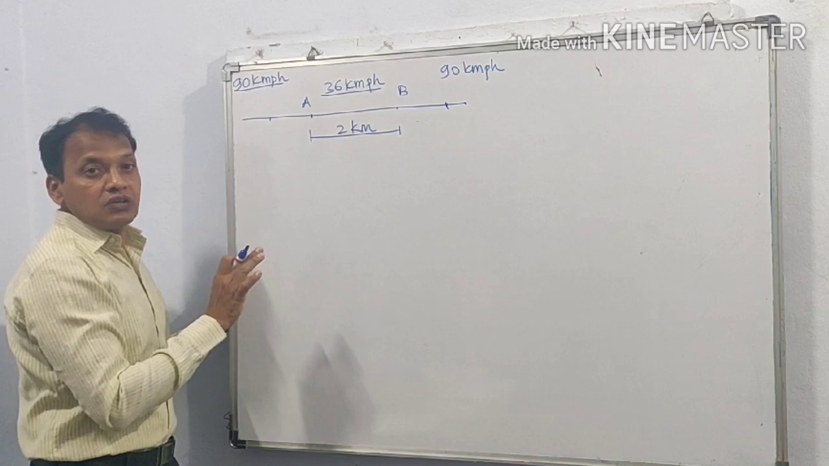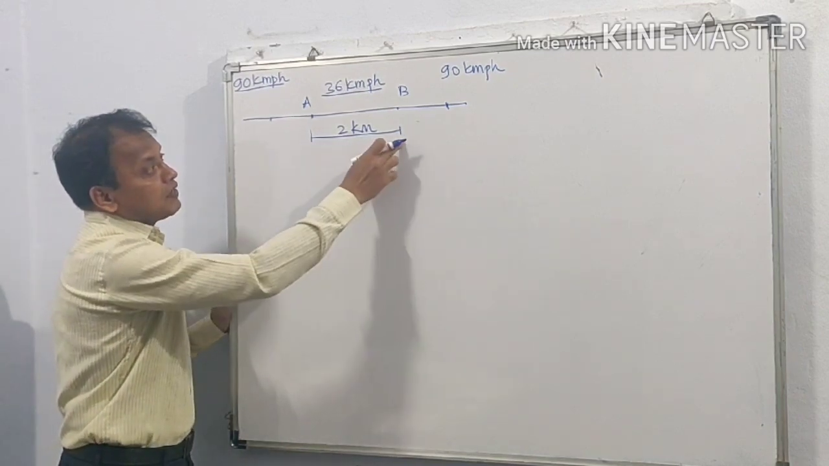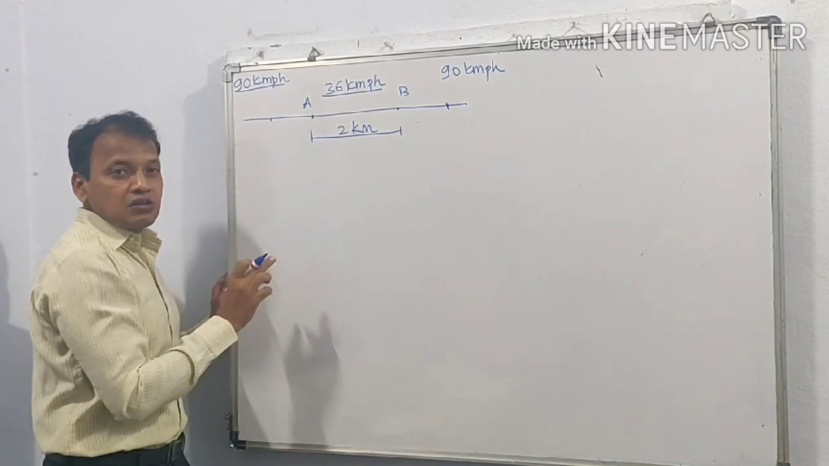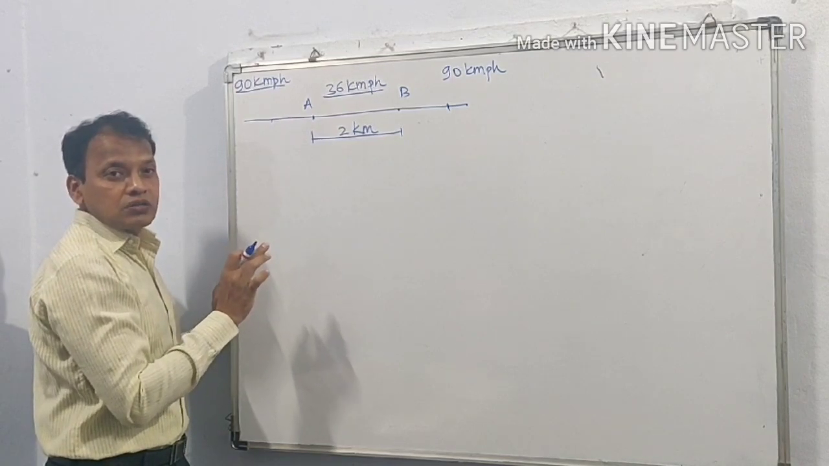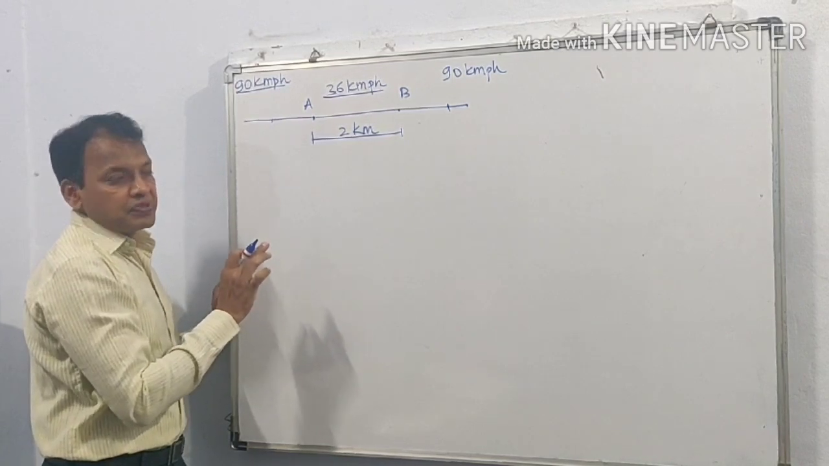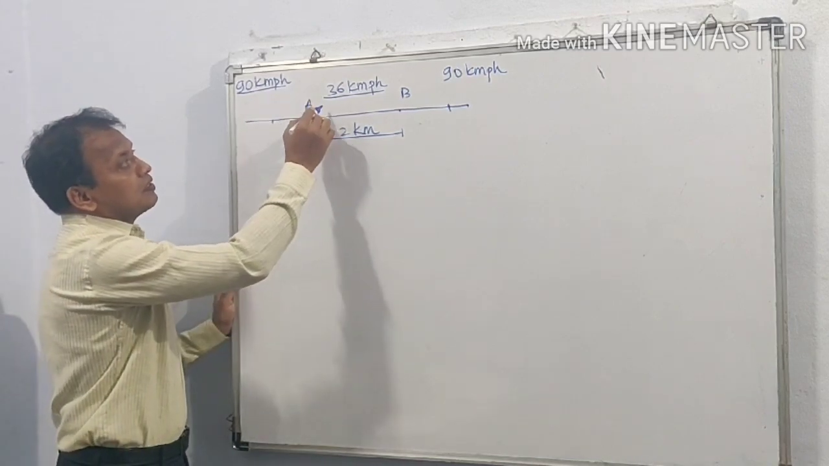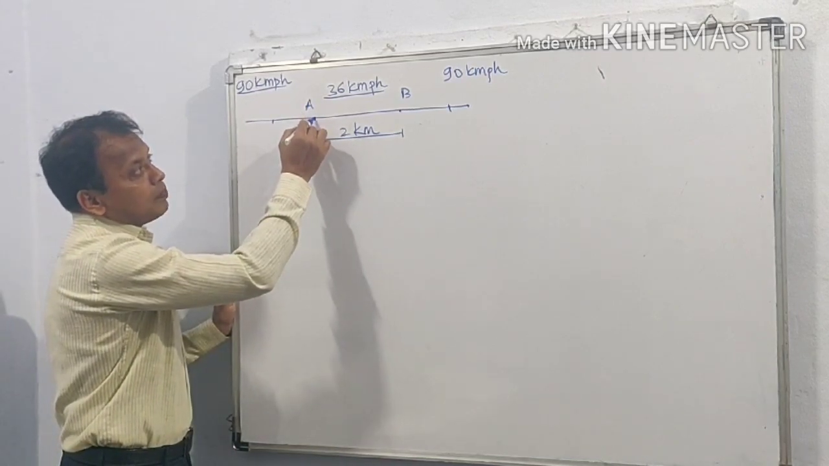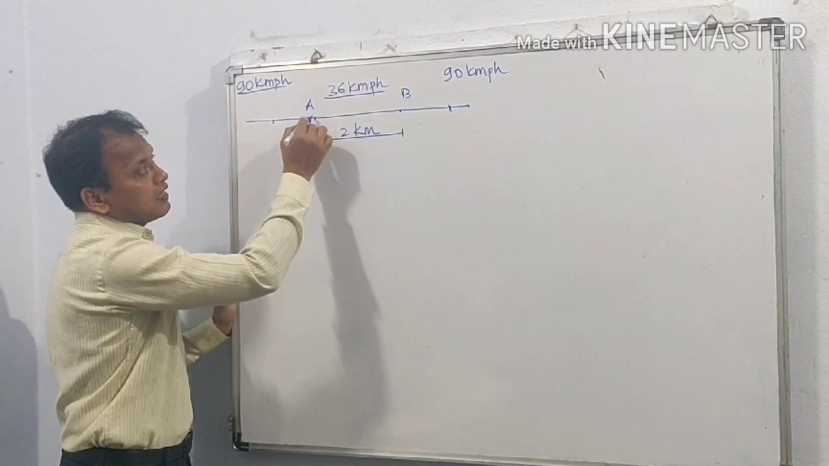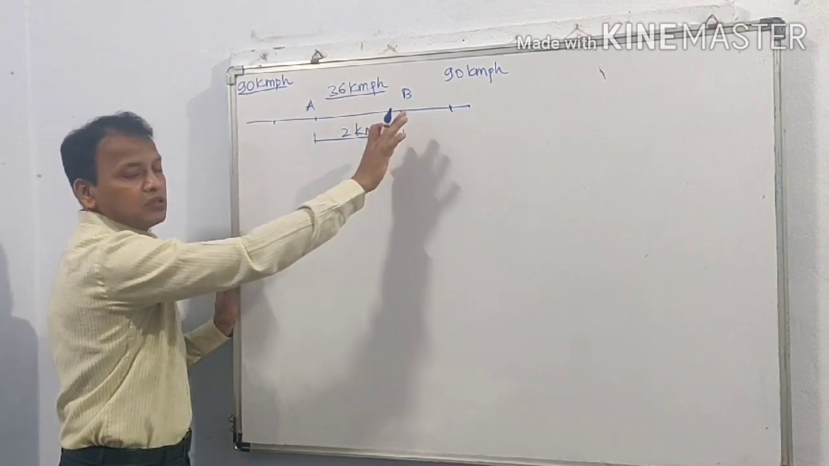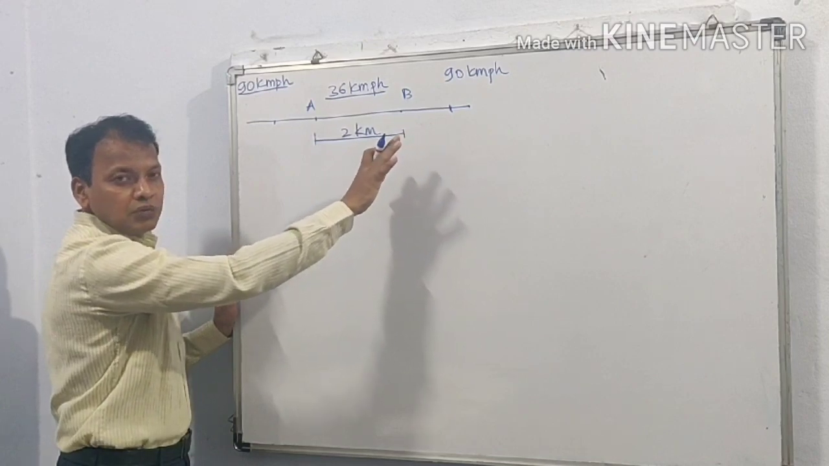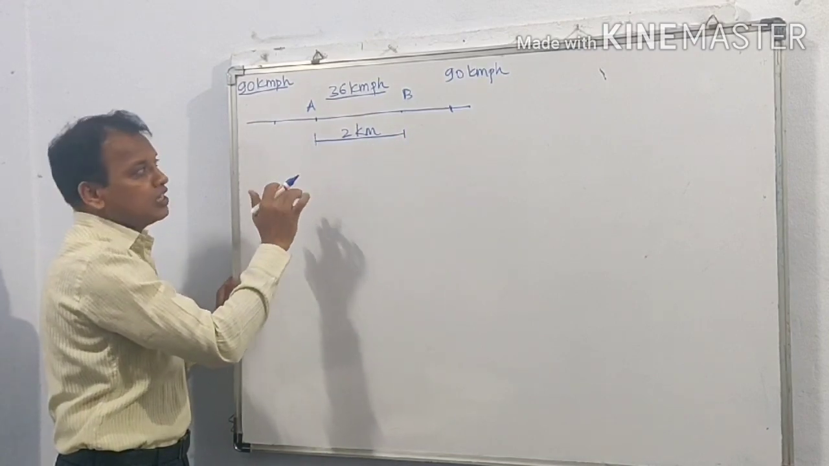So we are asked to find, as the repair work is going on this 2 km railway track, what time is lost due to repair work. Now, when the train has to approach this repair track, that is point A, all of a sudden from 90 km to 36 km per hour, the velocity cannot be reduced.